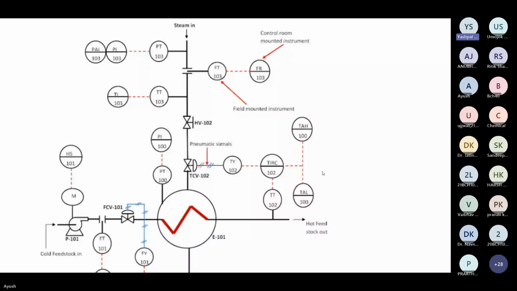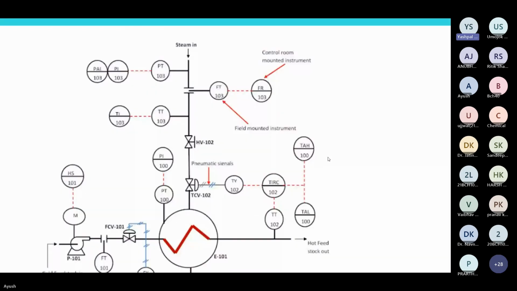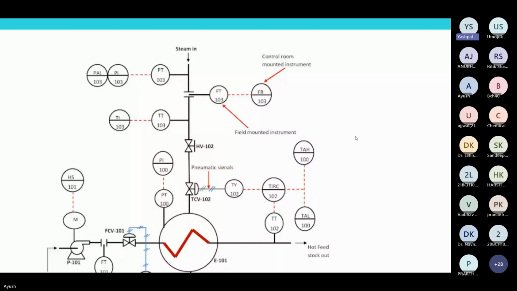Again, if you go above HV102, again above that TT103, again a temperature transmitter, again above that PT103, before that there is a flow transmitter. Like that, complete information, all the controls and logics, everything can be shared through this P&ID diagram. So now you can feel the importance of P&ID in any process description.